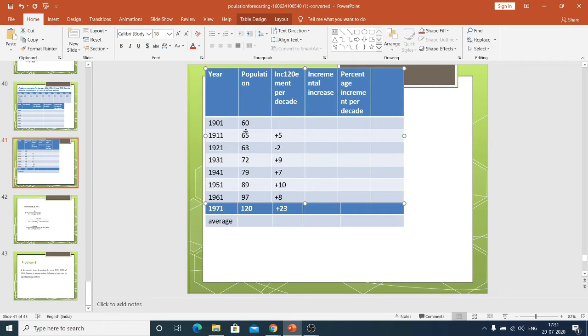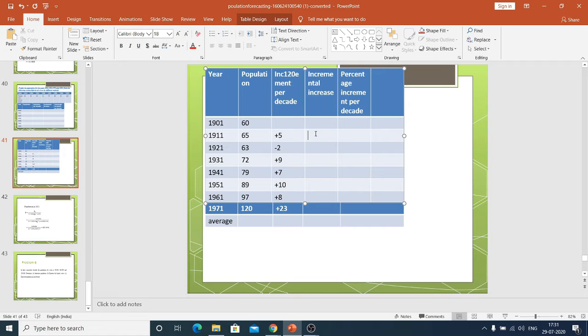From 1901 to 1911, 5000 increased. So 1911 to 1921, 2000 decreased. 1921 to 31, 9000 increased. So this kind of scenario happened during that particular decade.